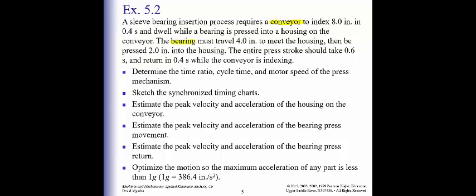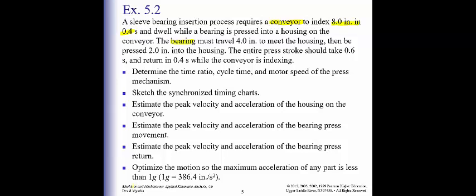So when we take a look at that aspect, we also have to think about the bearing, which is going to travel 4 inches to meet the housing, then be pressed 2 inches into the housing. And then the entire press stroke of the bearing is going to take 0.6 seconds and return 0.4 seconds while the conveyor is indexing. So the indexing of the 8 inches in 0.4 seconds is going to happen in that 0.4 seconds that the bearing is returning.